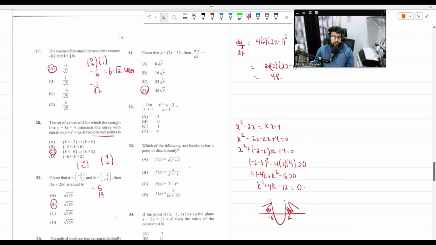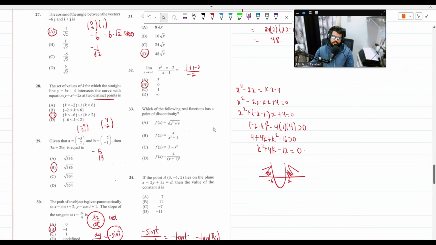Alright, so let's check and see if it is indeterminate first. The denominator is minus 2, so it's not indeterminate. So the numerator will be minus 1 squared, which is 1, minus minus 1, which is going to be plus 1, minus 2, over minus 2. The numerator is 0, so this limit tends to 0.